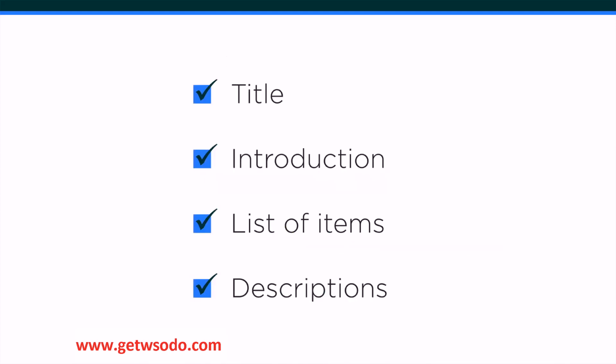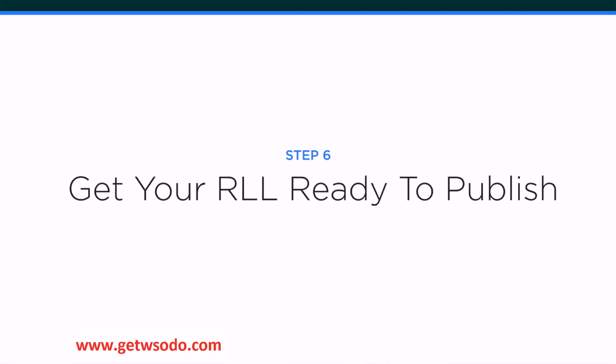And at this point, you're pretty much done. You have a title, an intro, a list of items, and a description for each item on your list. Now it's time to get your RLL ready for publication. Here's how. First, add charts, images, screenshots, and other multimedia to your post. This helps break up your content. Otherwise, for a giant post like this, it's just gonna look like a giant wall of text.